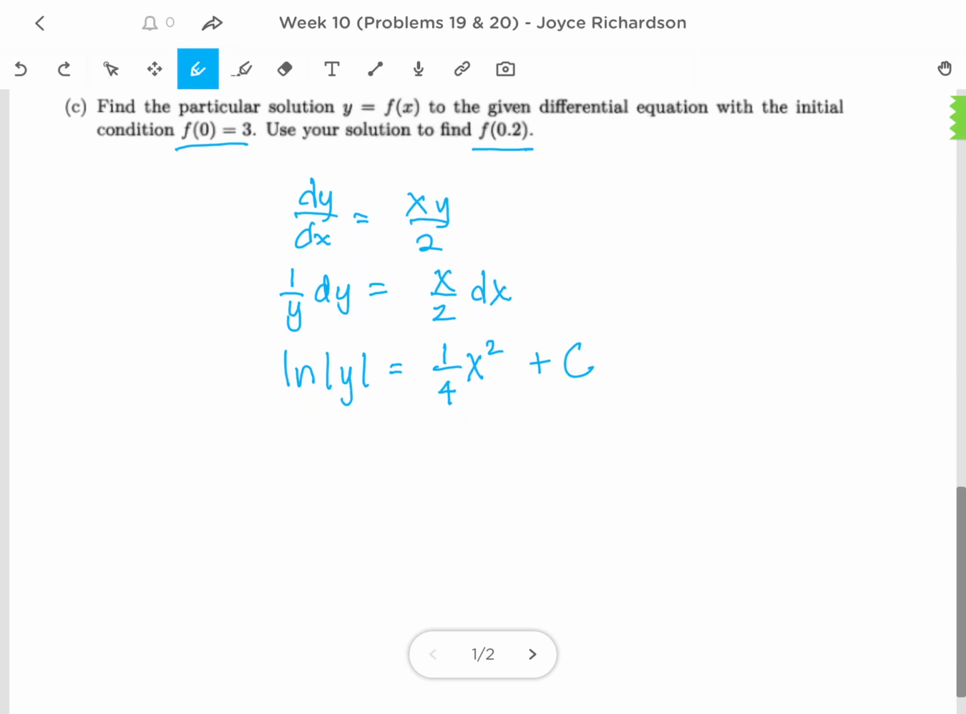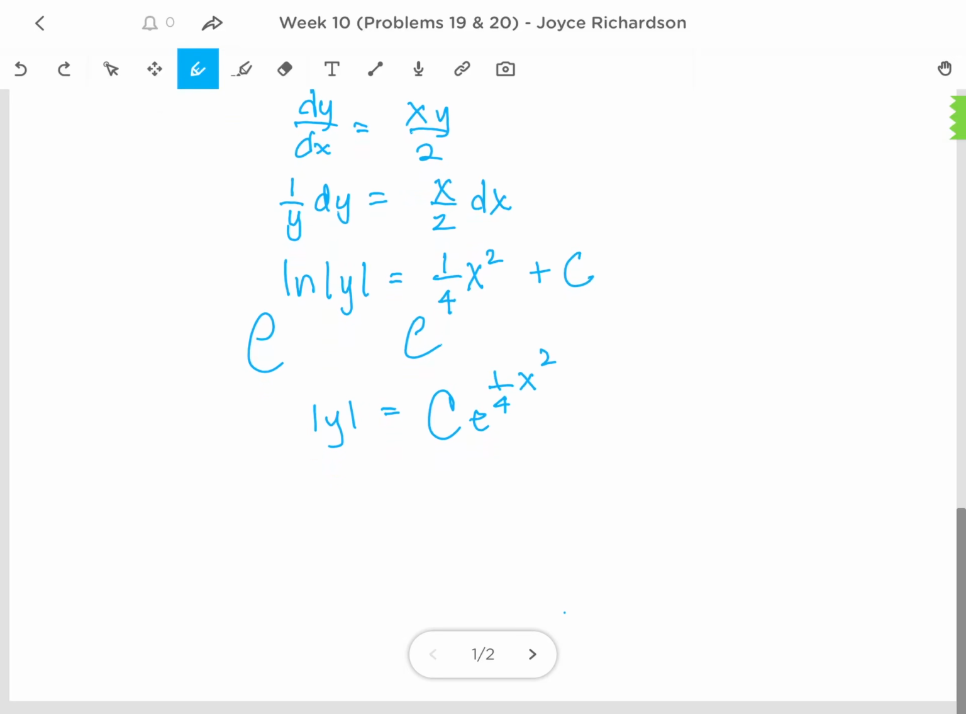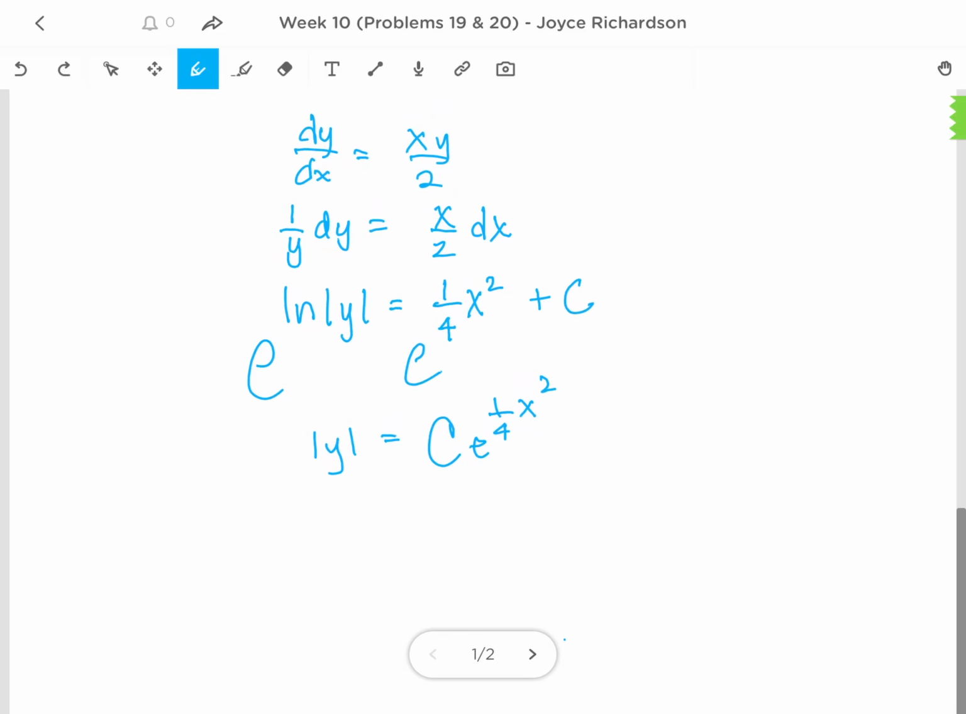Okay, now we had some people solve for C here. Please be careful in doing that. I highly recommend not doing it, just for simplification purposes. I'm going to raise e to all of this, and I now have the absolute value of y is equal to C times e to the 1/4 x squared. Now, having that absolute value of y allows for the opportunity that C could either be less than 0 or greater than 0. So I have to keep that in mind.